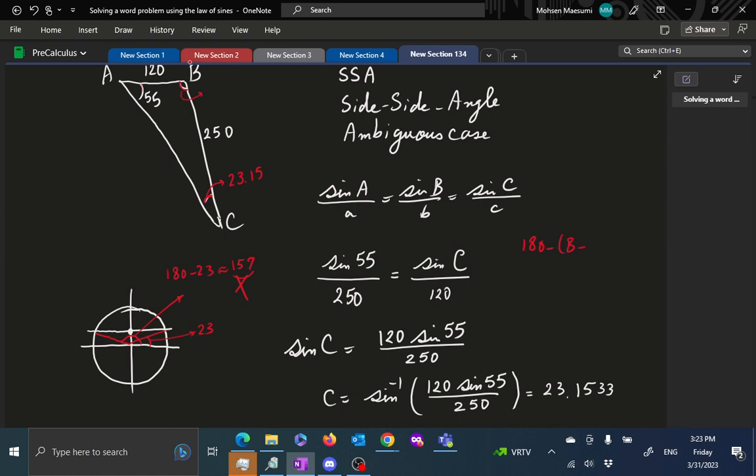Because you say, well, 180 minus B and C, so it's minus A and C. So 180 minus A was 55, and C we calculated as 23.1533, and out comes, let me see, so 180 minus 55 and minus 23.1533, we get 101.8467, etc. So this is our final estimate for B.